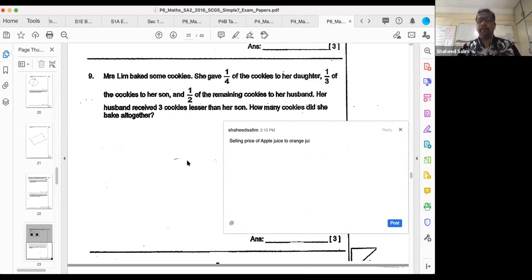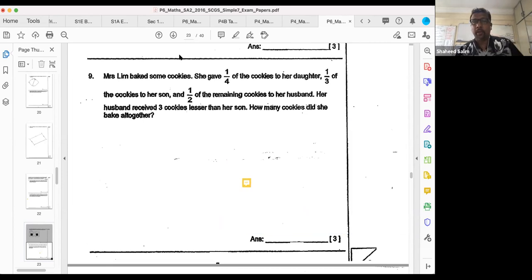Okay, I think I better explain. Down here now, you don't need to draw a model. 1/4 was spent, given to the daughter, and 1/3 to the son. So you want to find out what's the balance: 1/2 minus 1/4 minus 1/3.